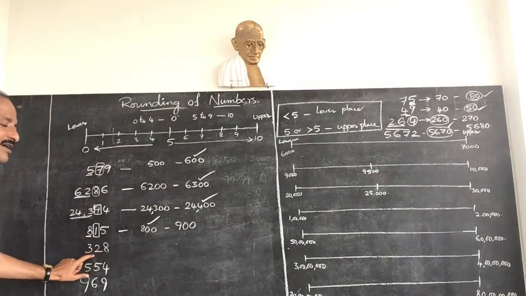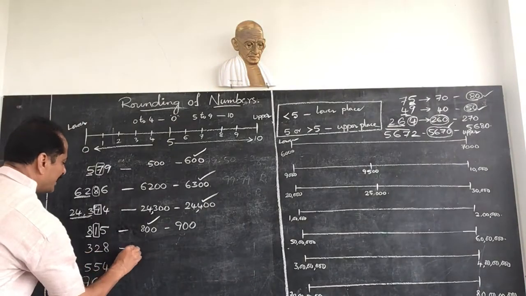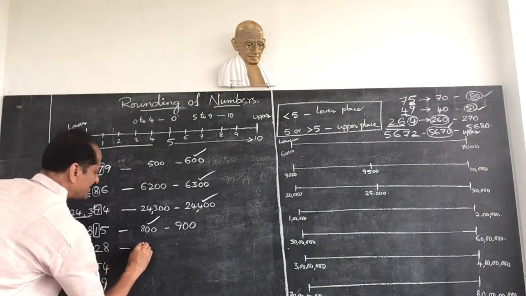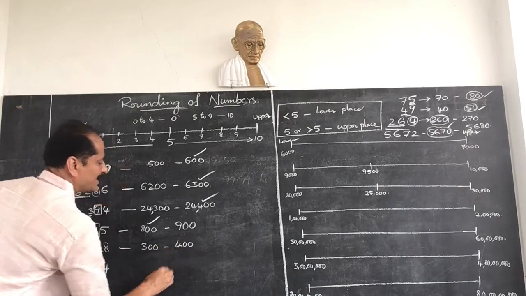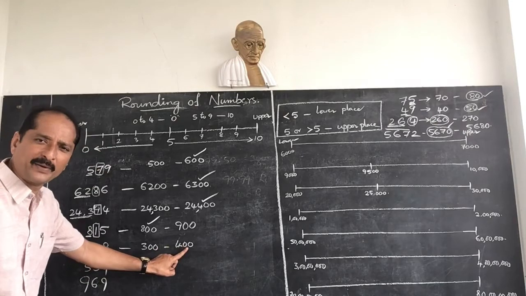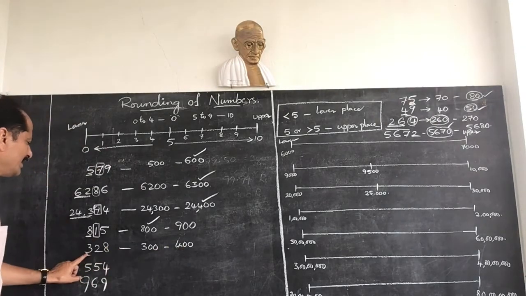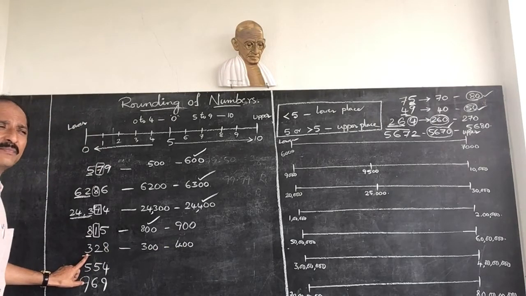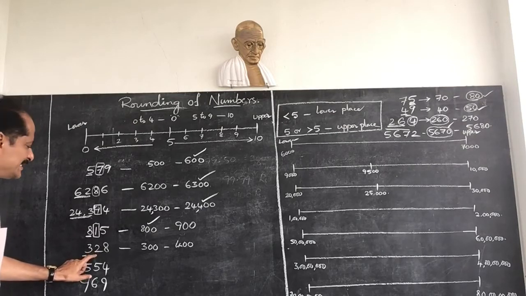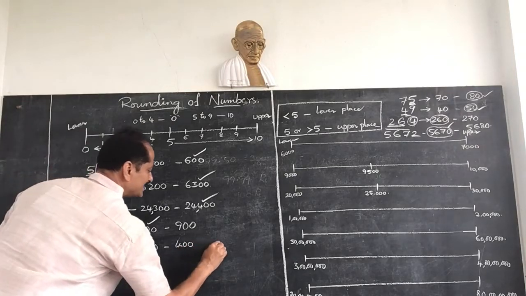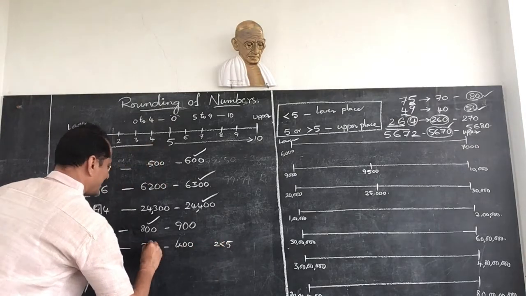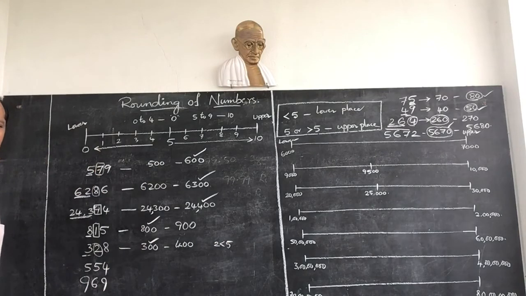Now here also, round off this to the hundreds place. How many hundreds? 300. That means this number is in between 300s and 400. But whether we round off to the lower 100 or the upper 100 depends upon the next lower than hundreds place. The next lower than hundreds place is the tens place. The digit in the tens place is 2. 2 is less than 5. So lower place, that is 300.